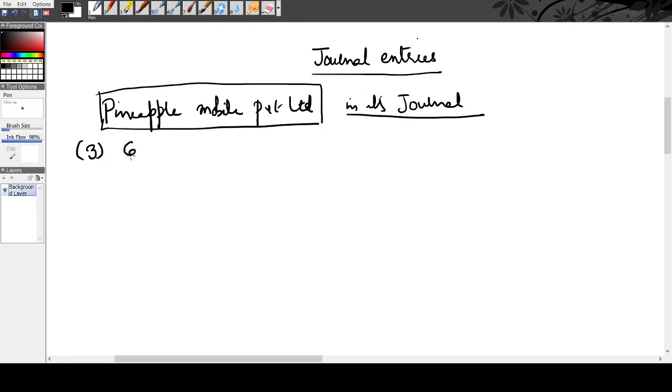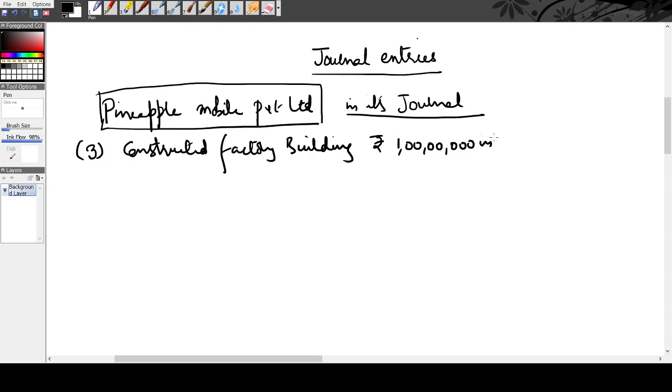So, we'll write here constructed factory building. So, they are now building a factory and they have spent, let us say, 1 crore rupees in cash. So they have spent cash and they have set up a factory building. Now, how do you record this transaction in the journal?